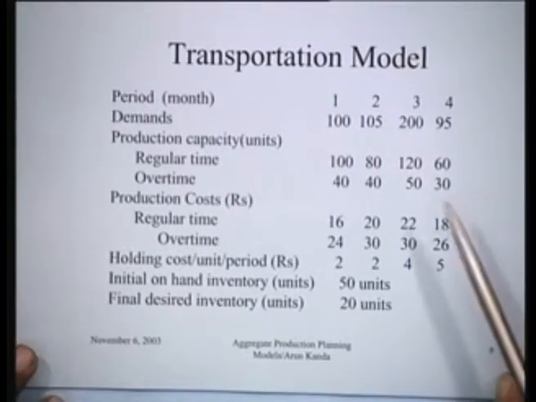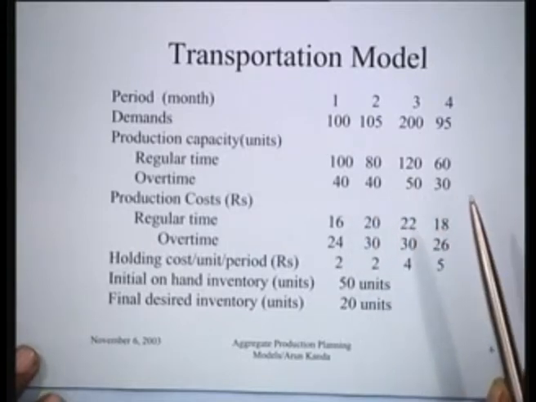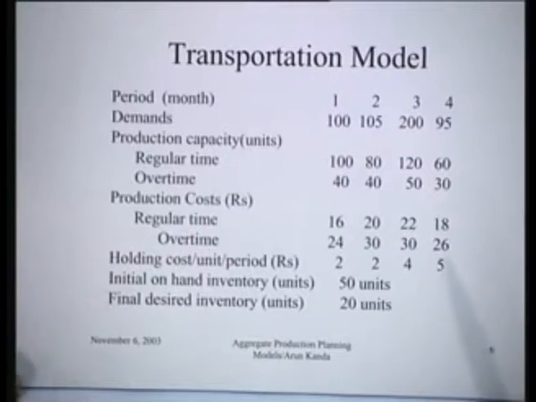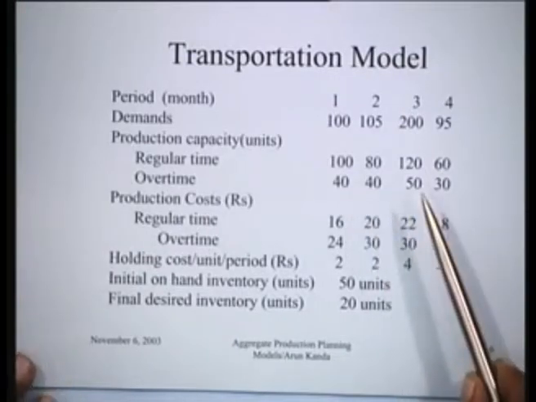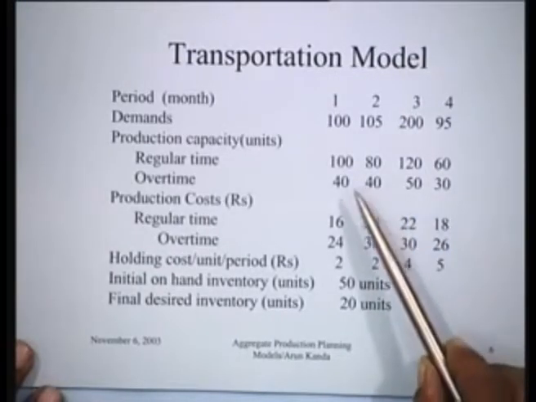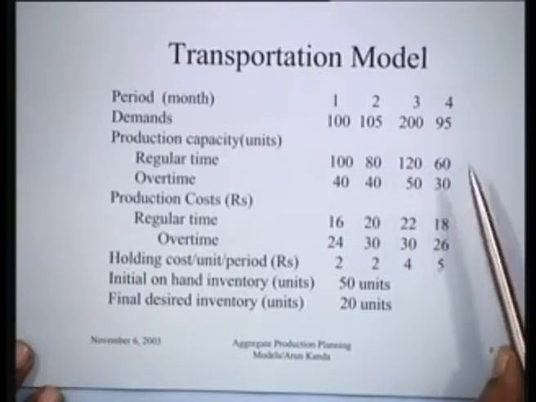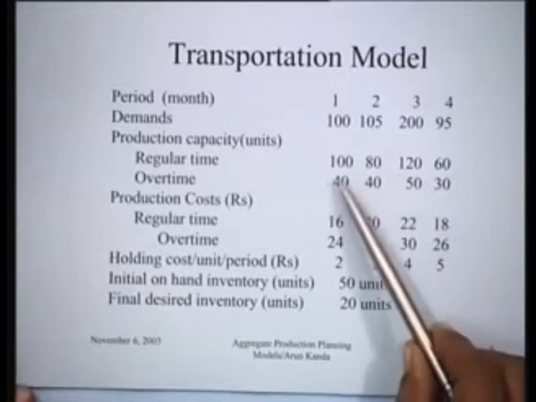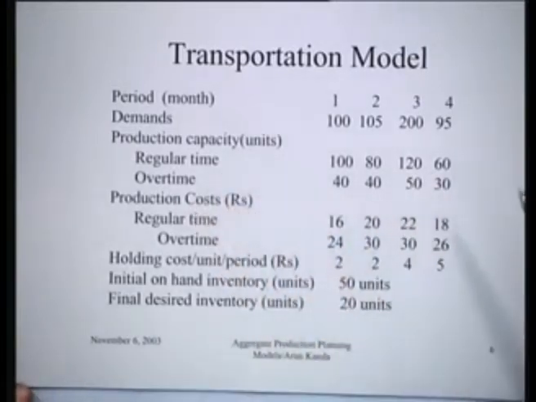Someone might say, why should the regular capacity keep changing with periods? It could be changed. It need not change. But what could happen is that in a general situation, you might have committed your capacities to other products or to other things or to other customers. So this is the amount of capacity that is available to you on regular time, and similarly for overtime.